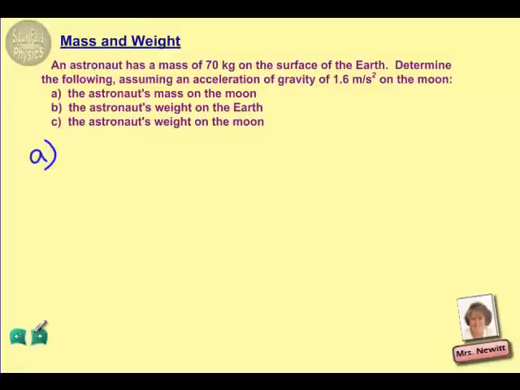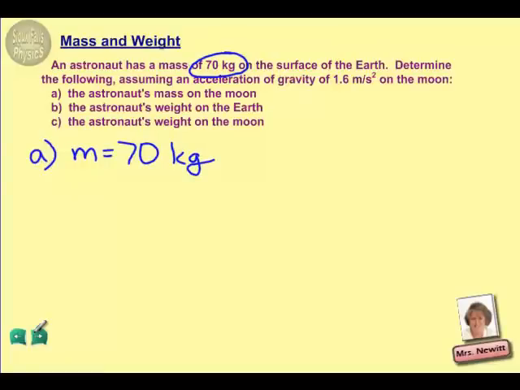Well, notice that the mass is given as 70 kilograms on the surface of the Earth, and in a way, I guess you could think of this as a little bit of a trick question because mass does not change. When you travel to different locations, that mass value is still the same. Assuming you haven't gone on a diet or gotten a few extra pounds there, 70 kilograms would still be the mass regardless of the astronaut's location.